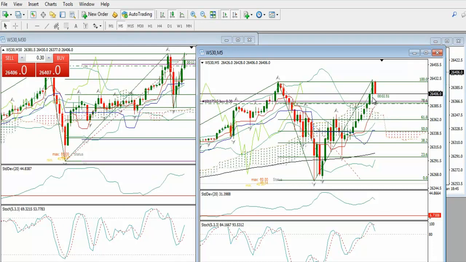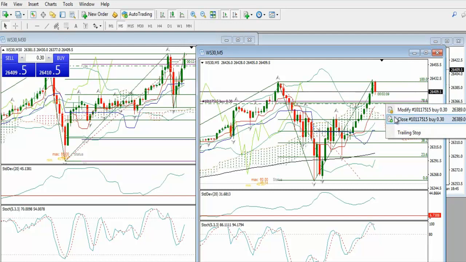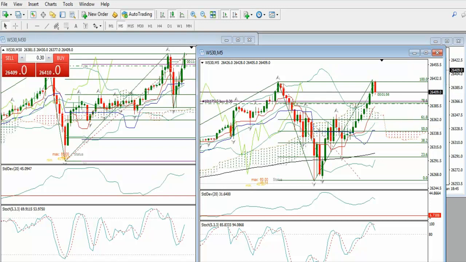Let's see. I will put my take profit at the very end of the previous candle, for example, and then we're going to see what will be our choice. Yes, it's at 89.389. So we are at like 20 pips, more or less. Let's wait.